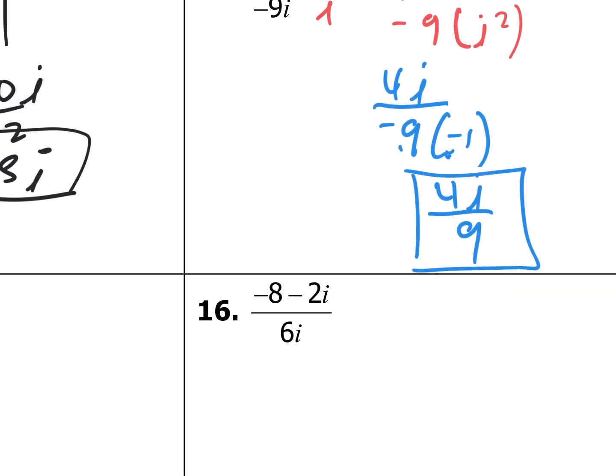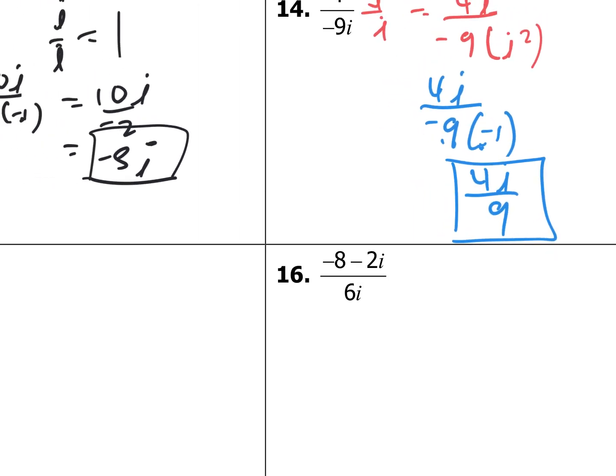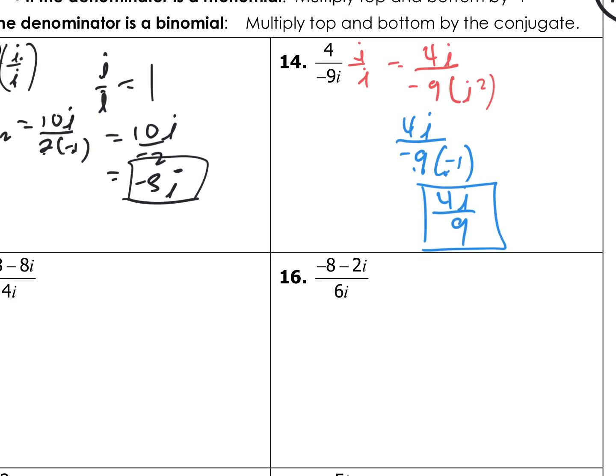Not 4/9. I had an extra i in there for some reason. I'm glad I caught it, but I wish somebody else would have said, why did you put i squared there? I didn't notice until I was looking up there at the top.